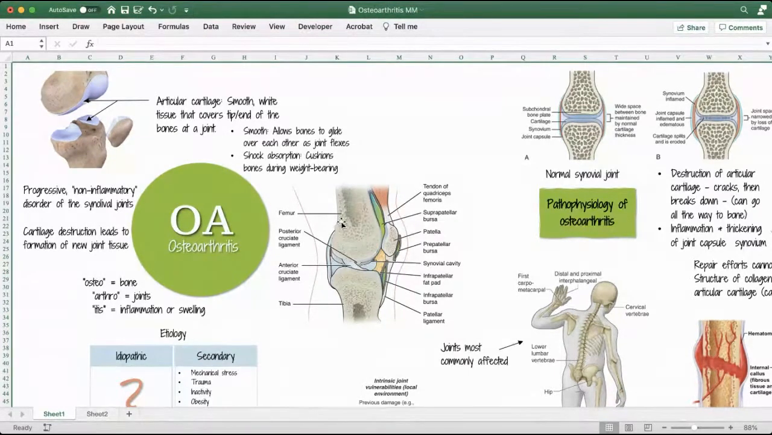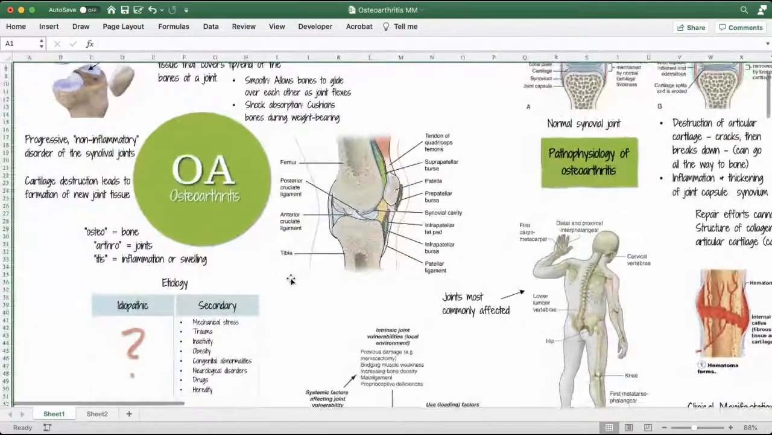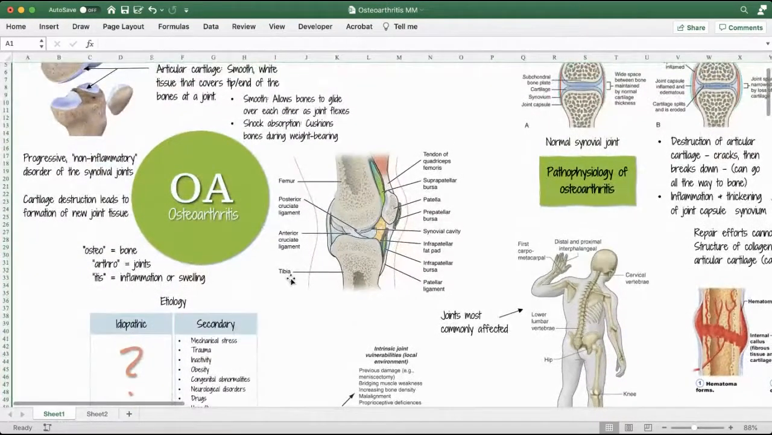One of the things that will come up in NCLEX prep is knowing the difference between osteoarthritis and rheumatoid arthritis. So we'll go through that a little bit later. I don't know that it was in your notes, but it's definitely something you should know and will help in the future. So basically, osteoarthritis is a progressive, quote unquote, non-inflammatory disorder of the synovial joints. There's already a spelling mistake, sorry.